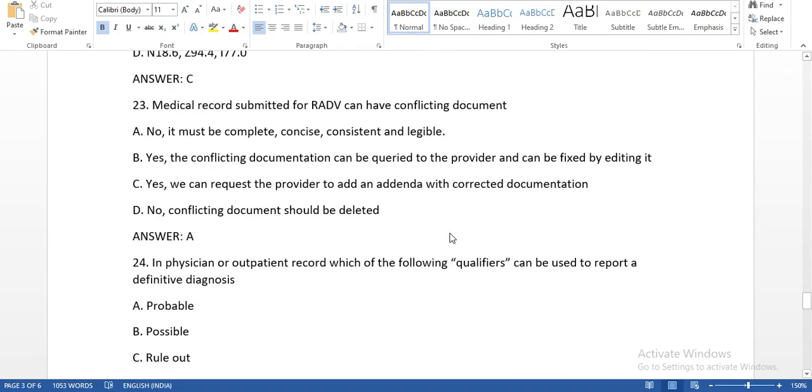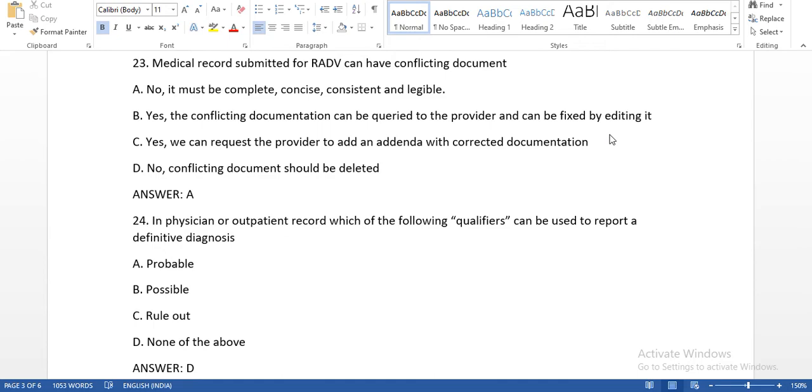Next question, 23rd. A medical record submitted for RADV can have conflicting documents. Basically they are asking, if you have conflicting documents for RADV, can you use it or not? Here our answer is no. The document must be complete, concise, consistent and legible so that we can code. We can use that document for RADV. So here our answer is A.